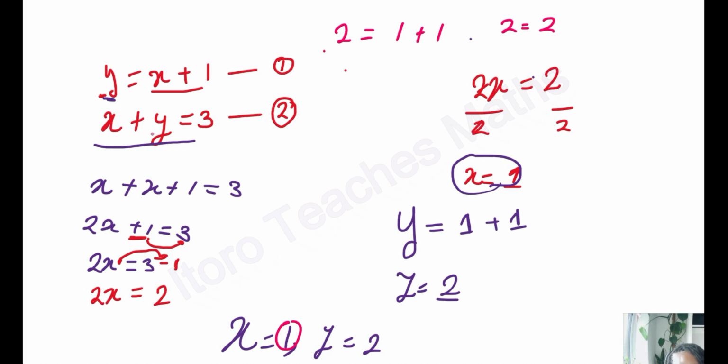Love it. And we can test it in the other one. Again, x is 1. So x here is 1 plus y, which is 2. 1 plus 2 equals 3. And we know that 1 plus 2 is 3. 3 equals 3. So this is just one way to double check your simultaneous linear equations: you can put the answers back, and both sides of the equation should be the same. So there we go. Thank you.